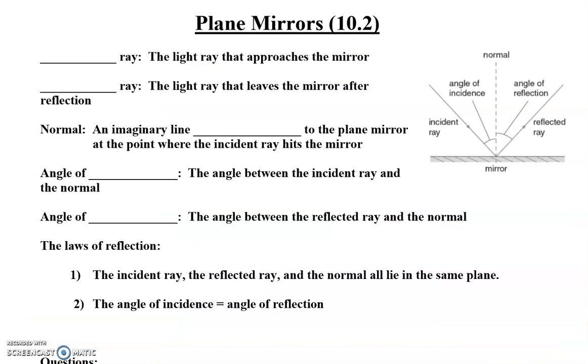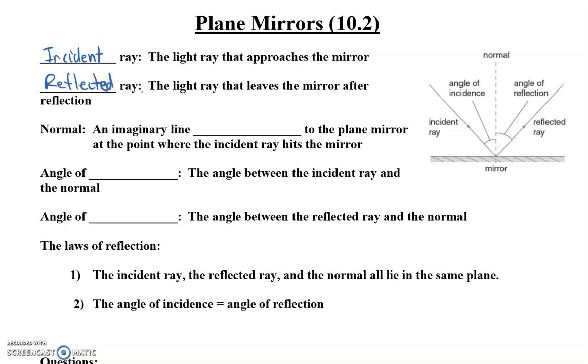So with this in mind, we're just going to walk through some of the terms and learn how to draw ray diagrams for plane mirrors. Now we've already gone over this, so this is a bit of review for us, but it's the idea of an incident ray. That is the one that approaches the mirror. And then the reflected ray is the one that reflects off.